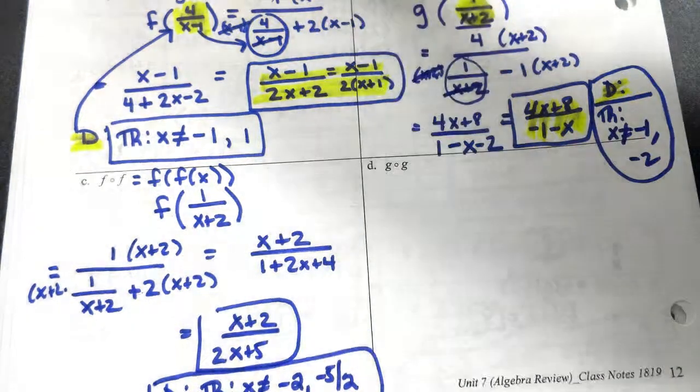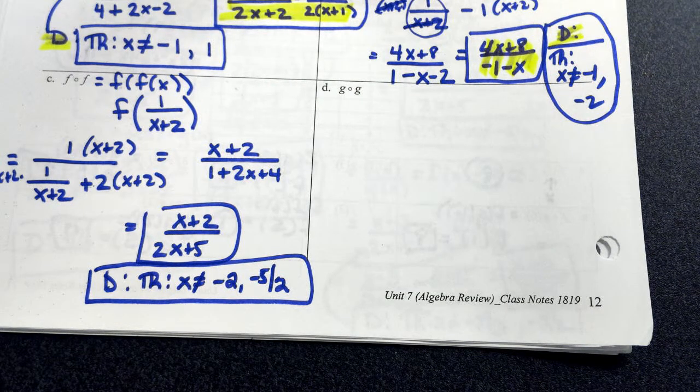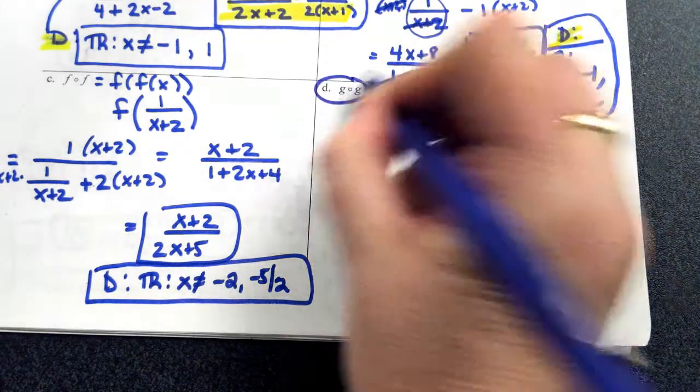So hopefully once we simplified the complex fraction, we came up with x plus 2 over 2x plus 5. Any questions on how I simplified that complex fraction? And then again, to find the domain, it's going to be all real numbers except you've got to look at the domain of your final answer and then your original input, the -2 and -5/2. So any questions on the domain or the composition there? You guys go ahead and do D for me, and then we're done.